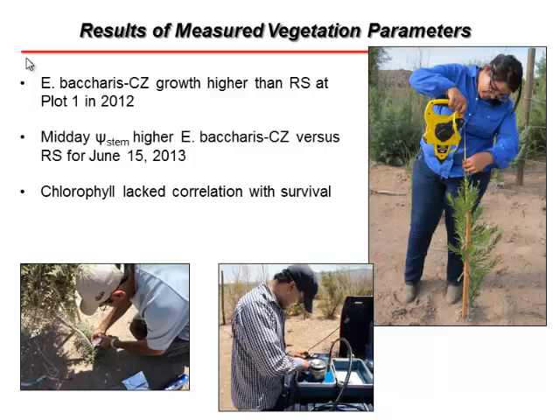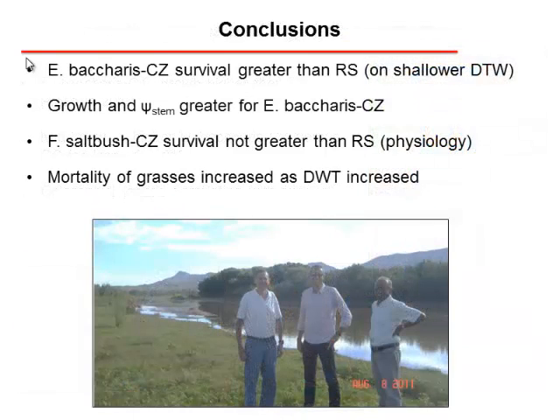Pretty much the parameters have the same correlations as the survival. Baccharis is the only one who had some higher growth and less stress. Let's call it hydric stress, mid-day stem water potential. The conclusions of the study were that the survival and the growth were greater in the Baccharis. The Fourwing Saltbush, because of physiological adaptations, we didn't see any changes. And the grasses seem to respond better when we have greater connection.